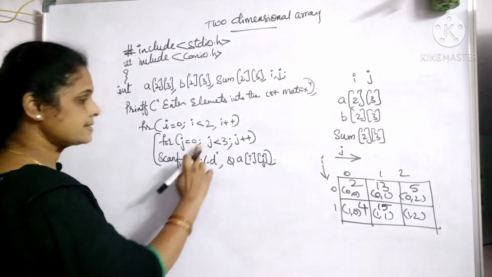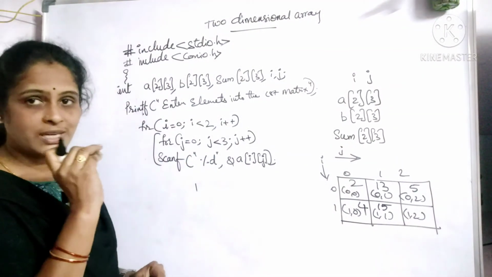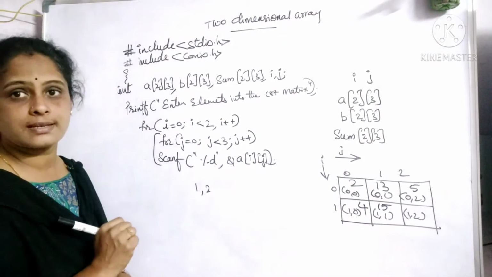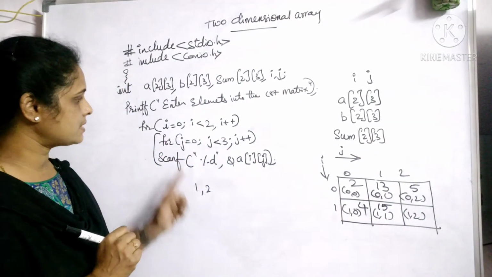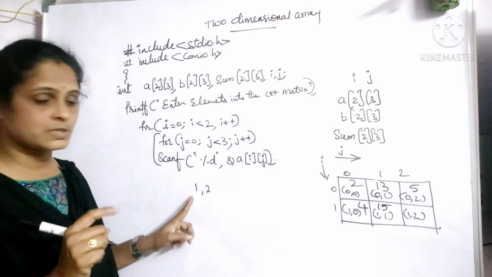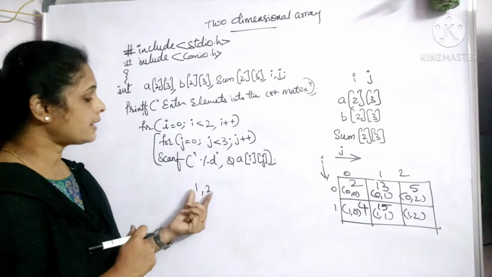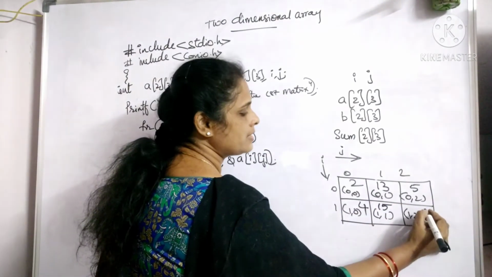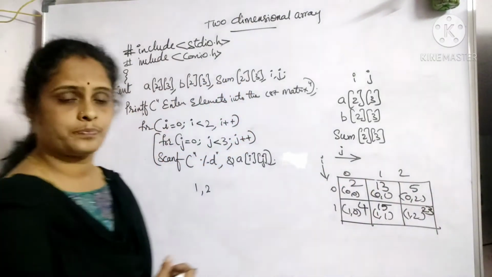Again j takes an increment, this time the value of j is 2. So is 2 less than 3? Of course it is less than 3. Because that is the case, the i value remains the same, that is 1, j value is 2, and into this position a new value will be taken. So let it be some 23, right?